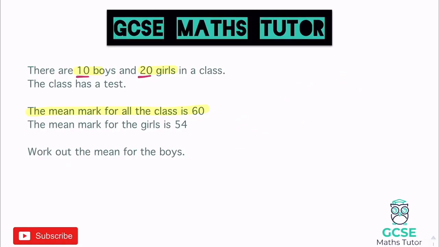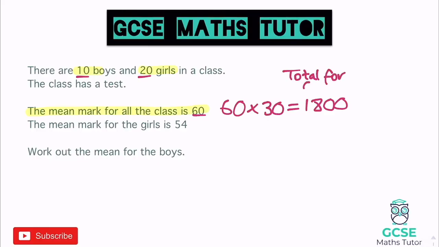So let's have a look. We've been given that the mean for the whole class is 60, and we've just established that there's 30 students in the whole class. So we're going to do 60 times those 30 students, and that's going to tell us their total. So 6 times 3 is 18, add on the 2 noughts, that's 1,800, and that is the total for the whole class. It's usually worth labelling these, particularly if you haven't quite got your head around it. Let's label that total for class.